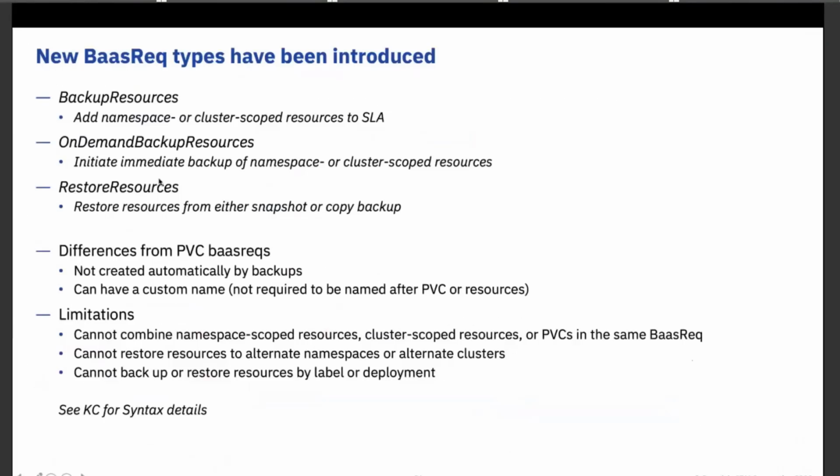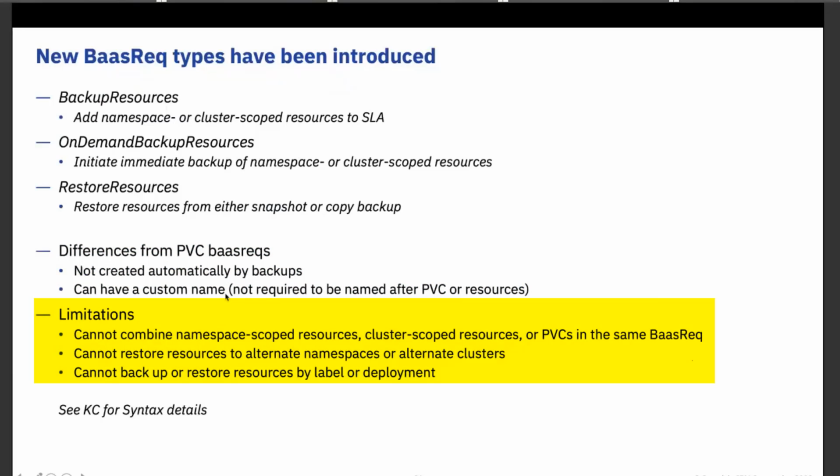These are the three types I just showed in the documentation: backup resources, on-demand backup resources, and restore resources. There's a couple of differences from PVC BASRECs to point out. For PVCs, a BASREC is automatically created when you do a backup with the GUI. That's not so in this case. You have to create one manually if you want one. And then the other difference I already mentioned is that the name can be anything that you want, within Kubernetes limits. It doesn't have to be named after the PVC.